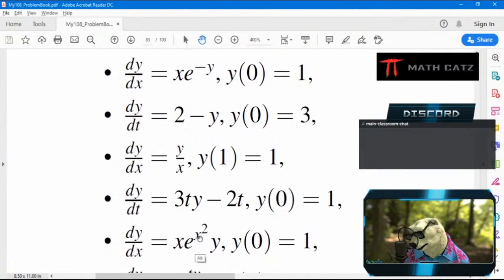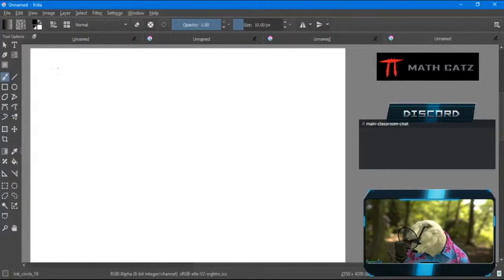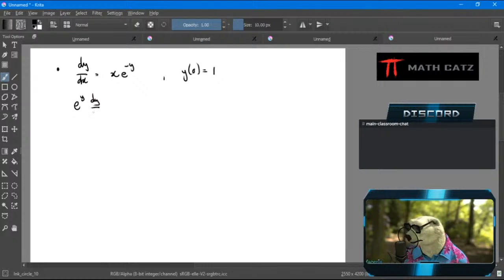dy/dx equals x e to the negative y, and y of 0 equals 1. All right. So I move all the y-related things to the left. So it'll be e to the y dy/dx equals x. Then I separate the differentials as well to have e to the y dy equals x dx.